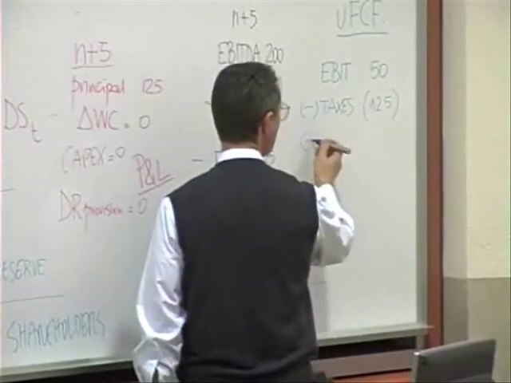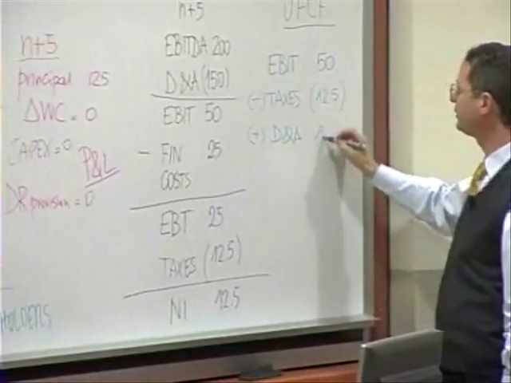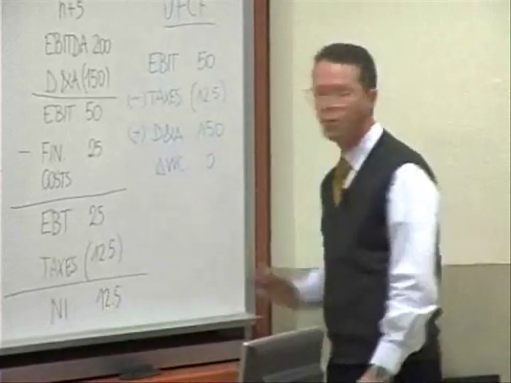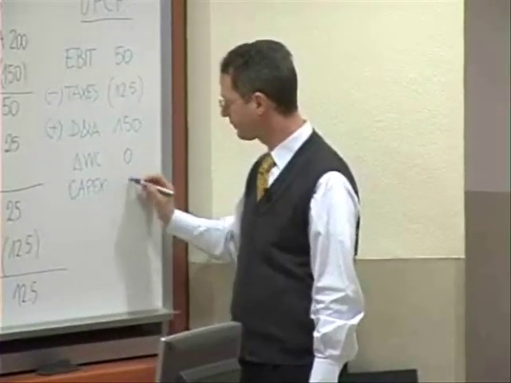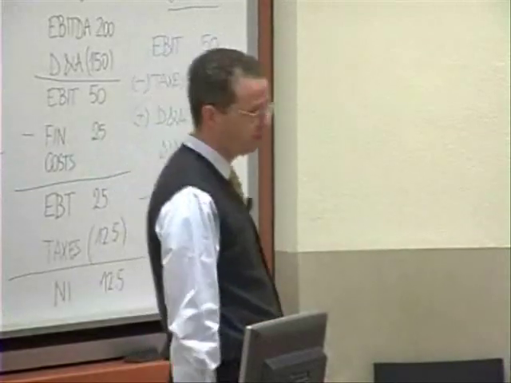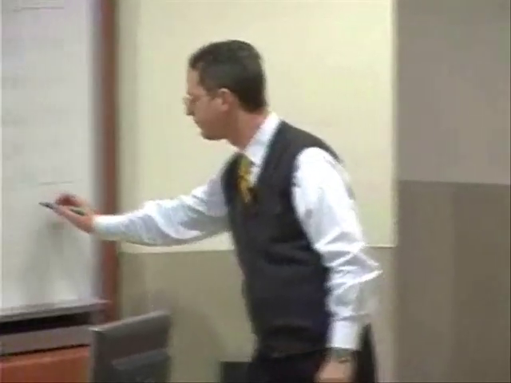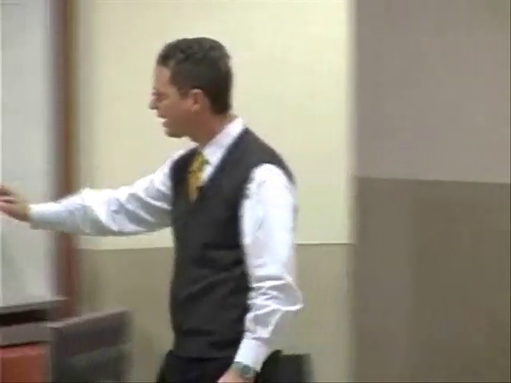Do we have change in working capital? Oh, sorry. We must sum what? Depreciation and amortization, D&A. It is 150. Do we have change in working capital? No. Change in working capital is 0. Do we have capex? No. Capex is 0. How much is the cash available from the project? Unlevered free cash flow is 150 plus 50 is 200 minus 12.5 is 187.5. Right? Very easy. Unlevered free cash flow.